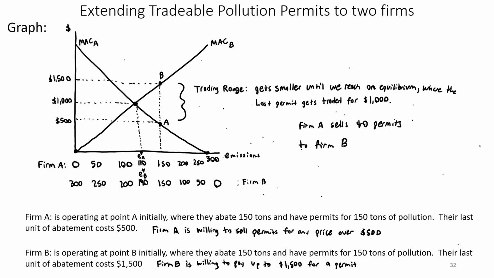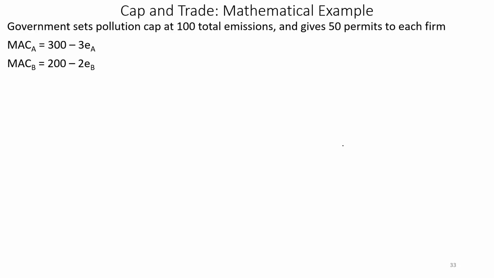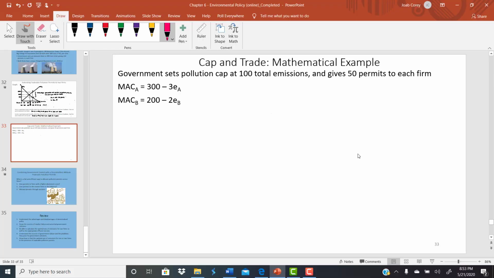In order to describe that efficiency, let's go through a calculation of how to do this. Let's say the government sets the pollution cap at 100 total emissions and gives 50 permits to each firm. And these are their respective marginal abatement cost curves. So let's go through this problem together. I'm going to exit my full screen mode so that we can get to the different colors a little more easily, because this is going to be one of those big graphs where a lot of colors are going to be needed. All right, so let's start thinking about what our constraints are.